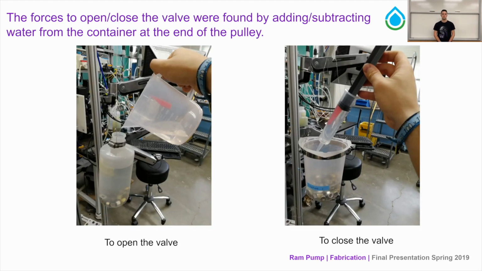These two images represent how we calculate these forces empirically. In the first image, we can see that the valve is initially closed, so we need to add water into the barrel until the valve is open. And in the second image, the valve is initially open, and we just subtract water from the container until the valve cycles.